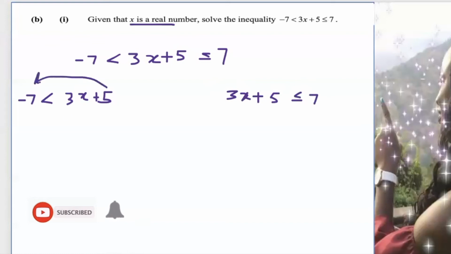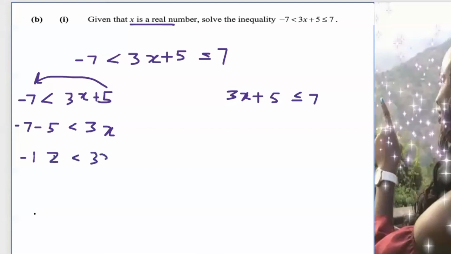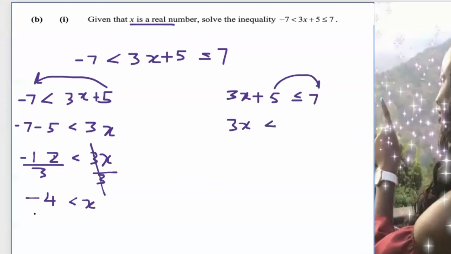For the final result, solving, I carry the 5 over the equal sign, so I have negative 7 minus 5 is less than 3x. Negative 7 minus 5 is negative 12. So I have 3x is greater than negative 12. Now dividing both sides by 3, the 3 cancels. 3 into negative 12 is negative 4. So here we have x is greater than negative 4. On this side, we carry the 5 over the equal sign, so we have 3x is less than or equal to 7 minus 5.